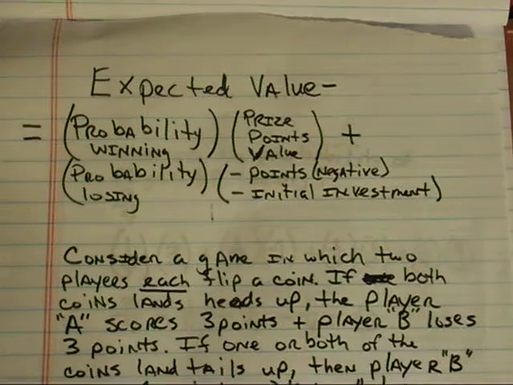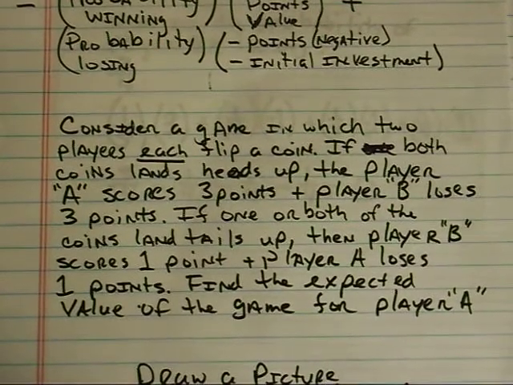Let's consider a game in which two players each flip a coin. If both players' coins land heads up, then player A scores 3 points, and player B loses 3 points. If one or both players' coins land tails up, then player B scores 1 point, and player A loses 1 point. What we're going to do is find the expected value of the game for player A.